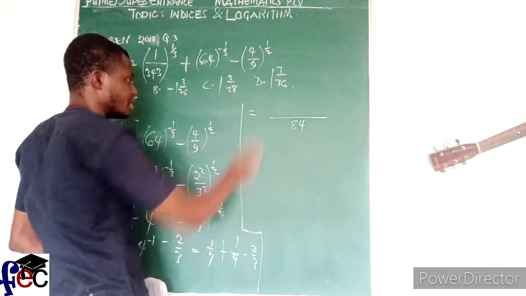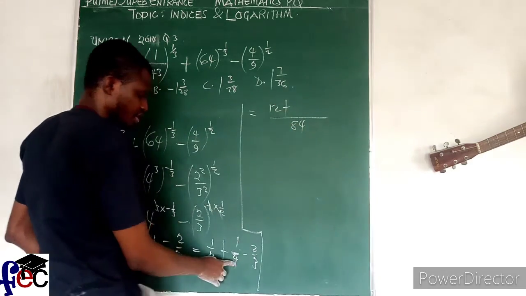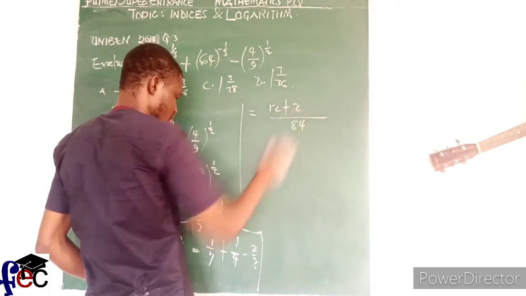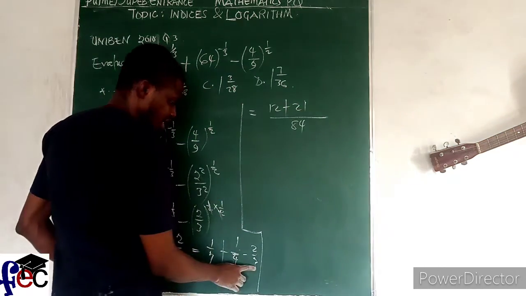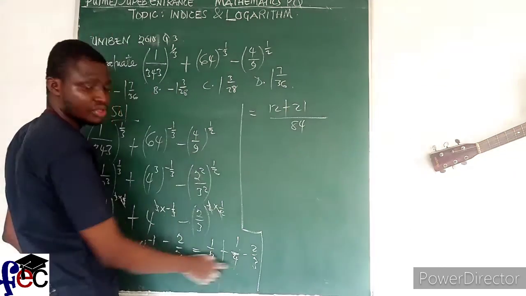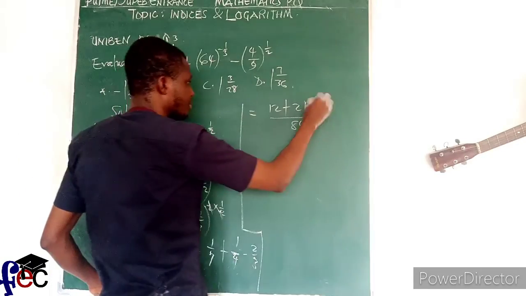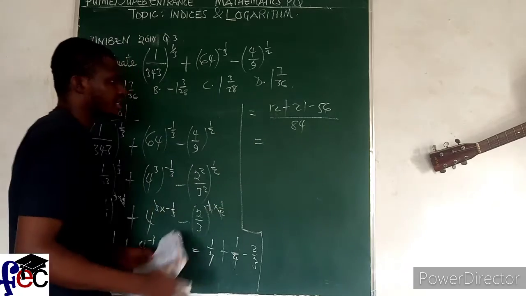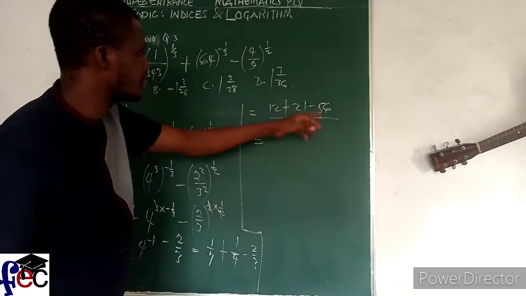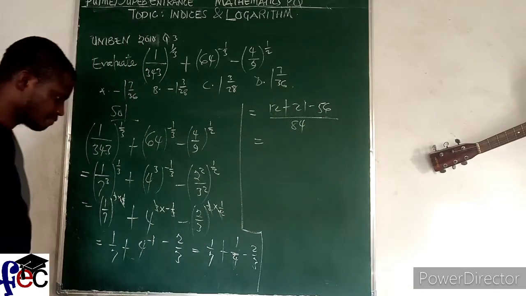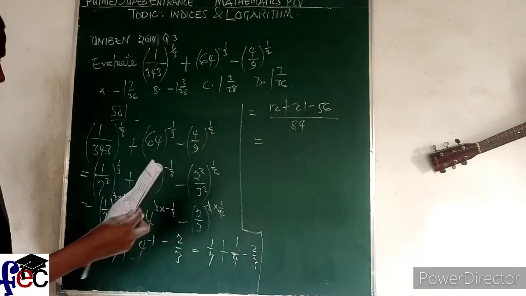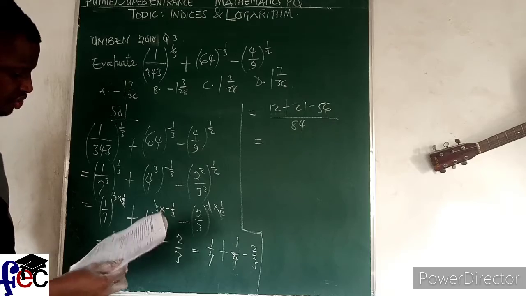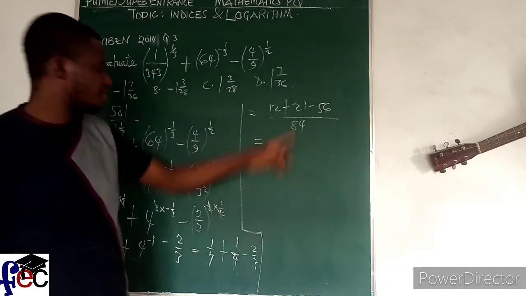That's 12. 12 times 1 is 12. Plus 4 in 84, that's the product of these two, which is 21. 21 times 1 is 21. And 7 in 84, that's the product of this, which is 28. 28 times this, that's minus 56. I hope you are following. So what is this plus this going to give us? Am I correct that this is a subtraction? Okay, so what would this give us?